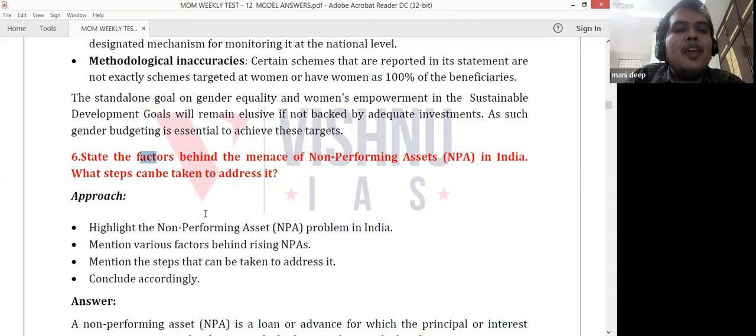And you can even write about the sub-classification of NPAs regarding SMA 0, 1, 2, 3. Based on that, you can write in a small table: from 0 to 30 days, 31 to 60, 61 to 90. And greater than 90 days, if there is no repayment of interest or actual amount, it's called an NPA. This is the brief introduction you should write, and the table can give you some extra marks.